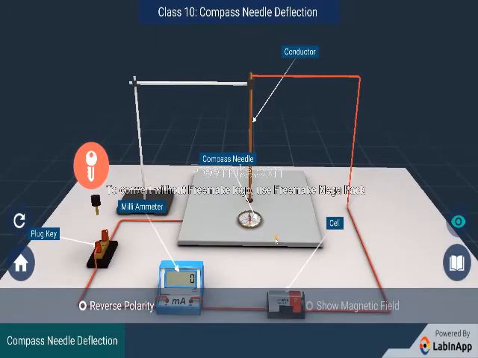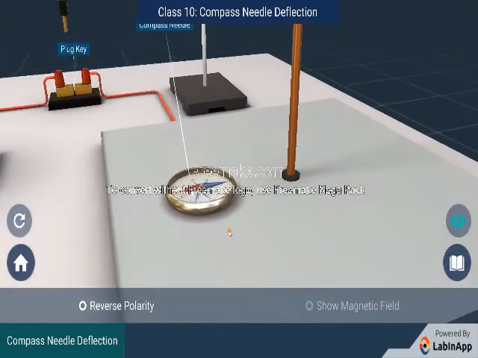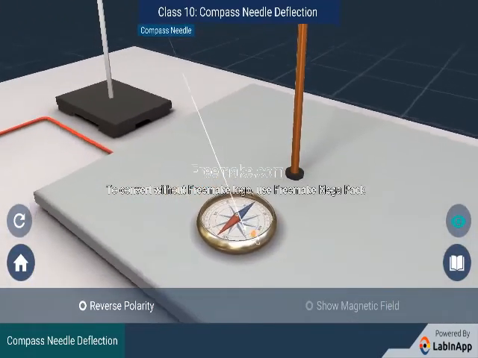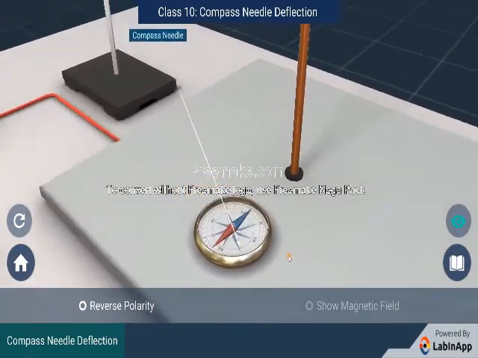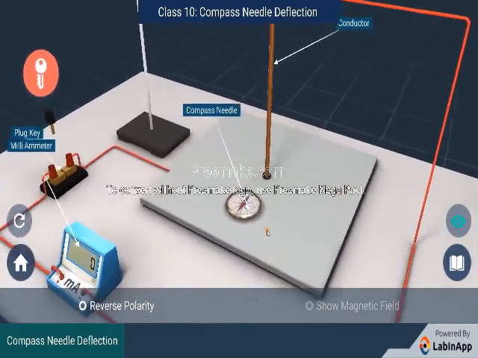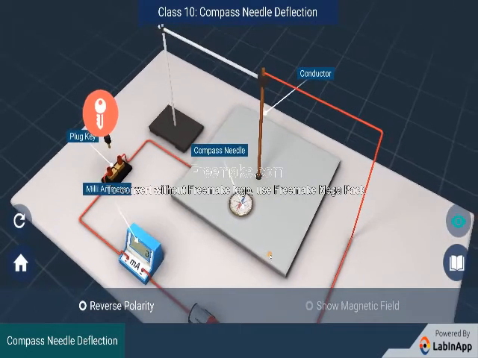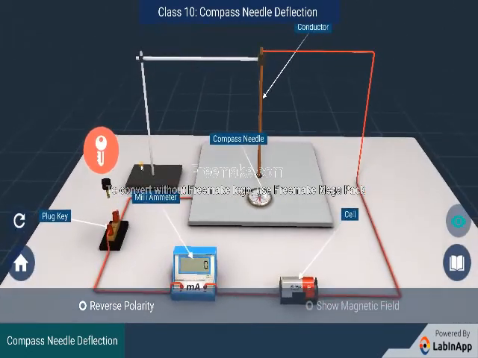A compass is placed near the thick copper wire. Here, we are using the compass to detect the magnetic field when the current is passed through the copper wire. Note the orientation of the compass needle. Close the circuit by inserting the plug key.